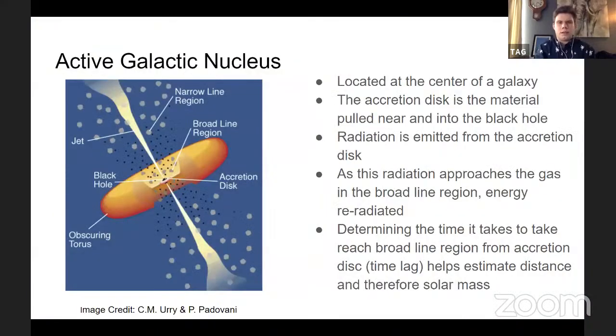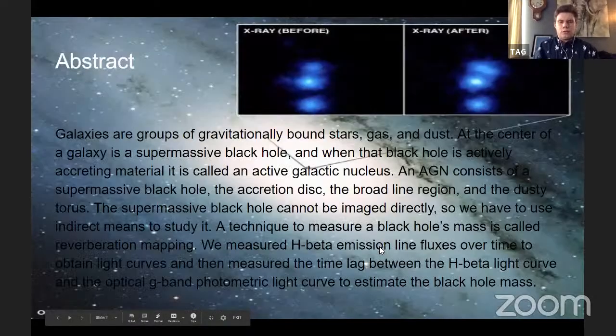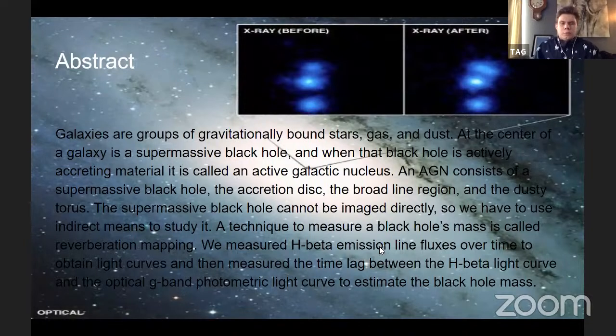As we do have a slide. An active galactic nucleus is located at the center of a galaxy. It consists of a supermassive black hole, an accretion disk, and the broad line region in the dusty torus. We created a slide for that, and we'll get to that soon.